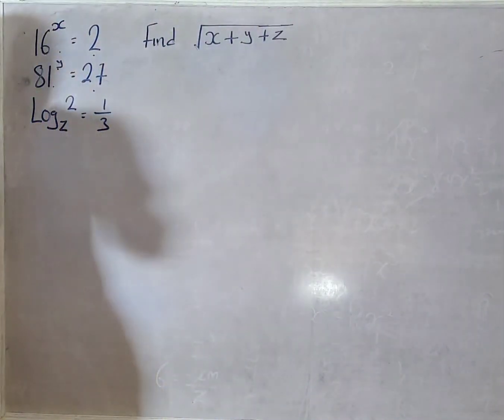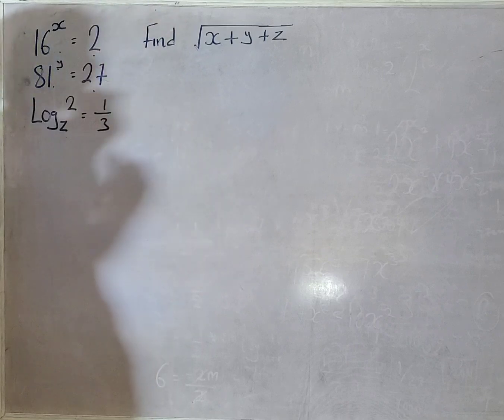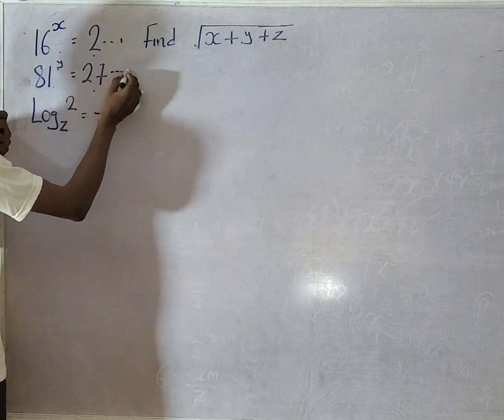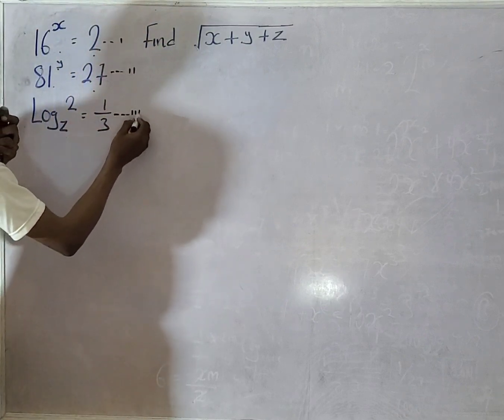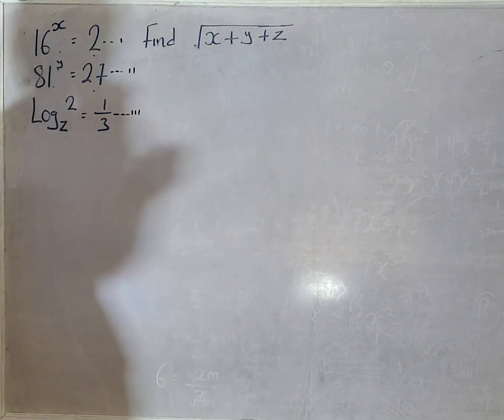So the first step is that you get the values of x, y, and z with respect to the information that were given in the question. Let's call this one equation 1, this equation 2, and this equation 3. Let us get the value of x from equation 1.